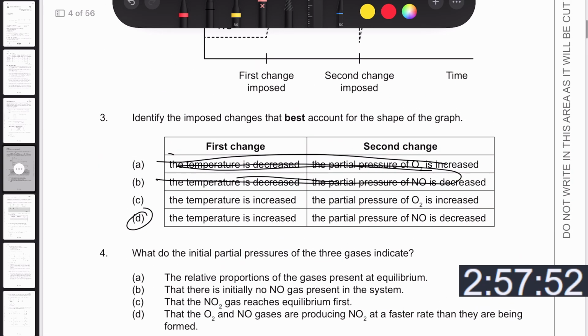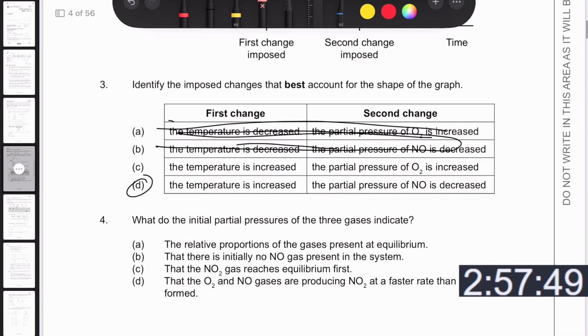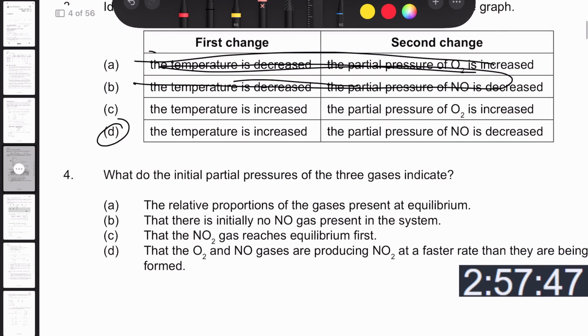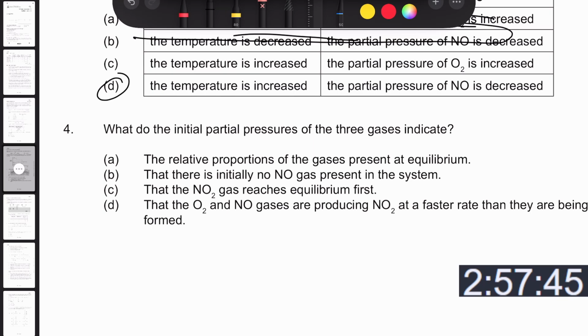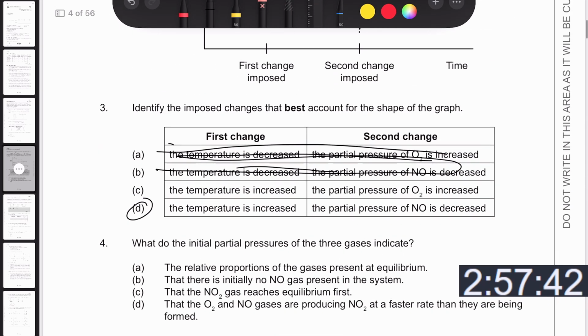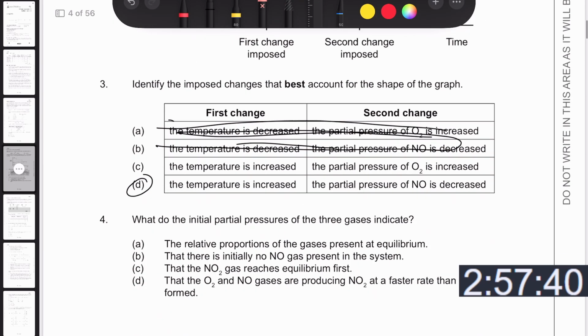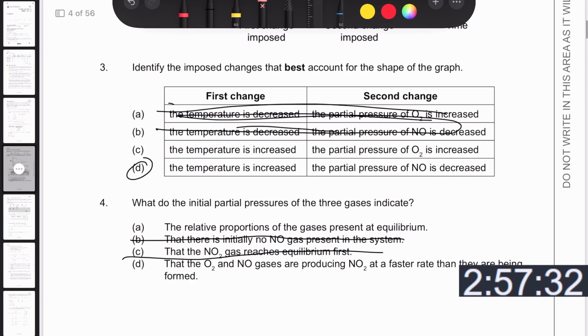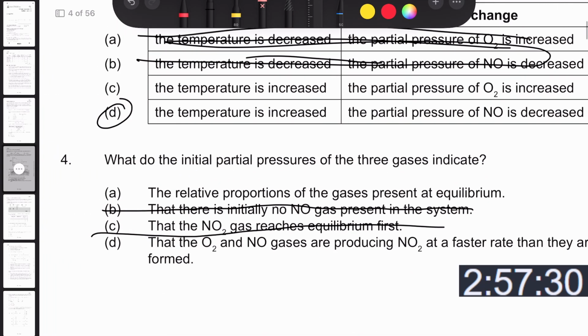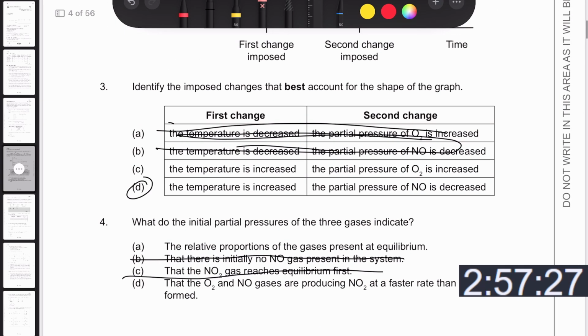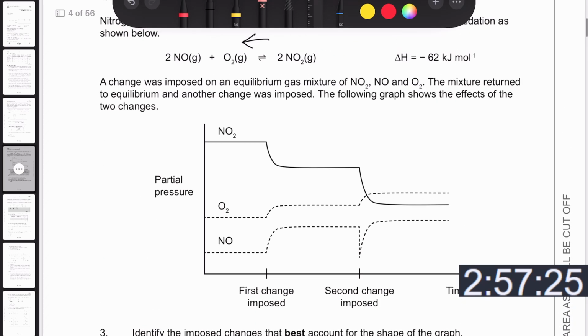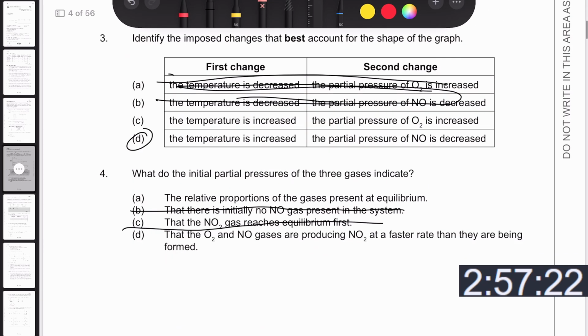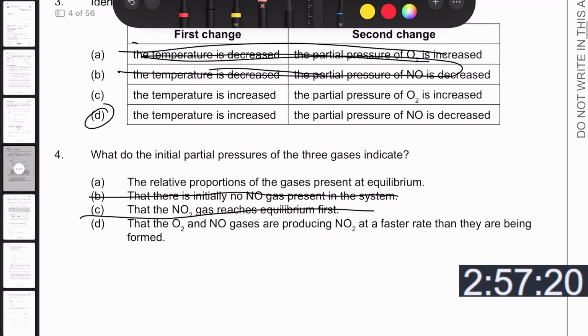What do the partial pressures of the three gases indicate? Relative proportions present at equilibrium. There was initially no NO2 gas present in the system. If the NO2 gas reaches equilibrium first, that's definitely no. So that's also definitely no. The O2 is being produced at a faster rate than it is being formed. No, because the reaction rates would be the same. It would be A.